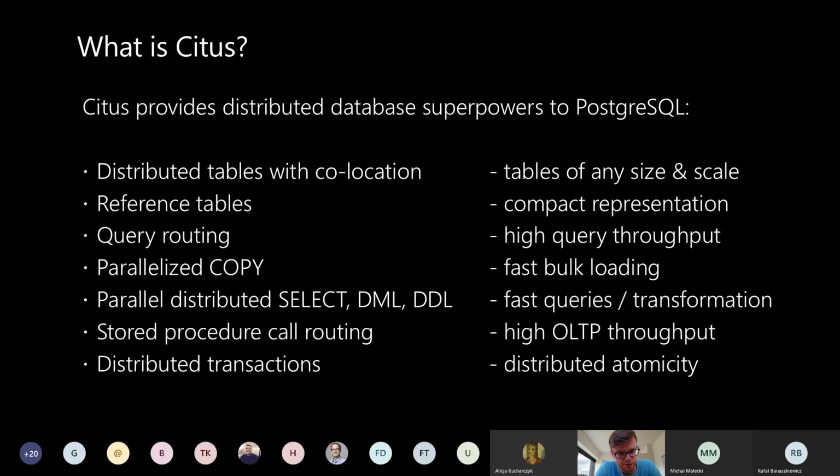Copy is a lot faster on Citus than on a regular Postgres server, even on the same hardware, because Citus can parallelize the copy command. Also, any kind of query (select, insert, update, delete, DDL commands like create index) gets parallelized across all the cores on all the servers in the cluster. We can also scale out stored procedure calls. And finally, it supports distributed transactions. If a transaction affects multiple servers in the cluster, it either commits or aborts as one unit.